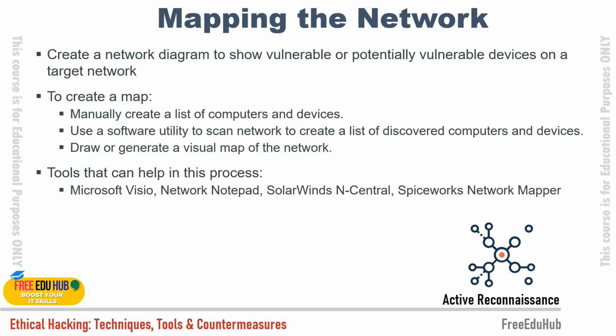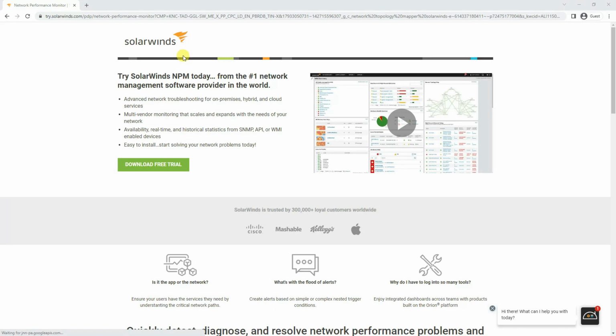of the entire network. The tools which are quite common are Microsoft Visio, Network Notepad, SolarWinds, and Network Mapper, etc. Microsoft Visio is a tool just to draw the diagram, but there is software with the help of which we can actually map the entire network. If you go to the SolarWinds website, that's a tool they use to map your entire network and to show all the devices that it can automatically detect from the network.